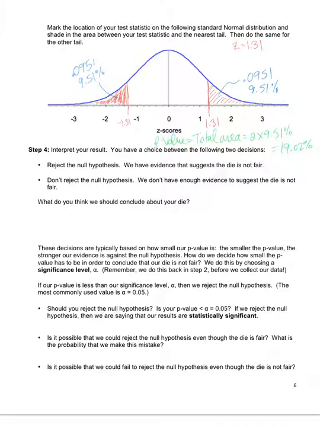Okay, so step 4, we got to interpret our result, and we have a choice between the two following decisions. Our first choice is to reject the null hypothesis, and this means we have evidence that suggests the die is not fair. In other words, that p is not 1/6. The other choice is not to reject the null hypothesis. In other words, we don't have enough evidence to suggest the die is not fair. Keep in mind, we're not accepting the null hypothesis, so this is important. We're not rejecting it, but it doesn't mean we accept it. So we don't accept the null hypothesis. In other words, we fail to reject it.